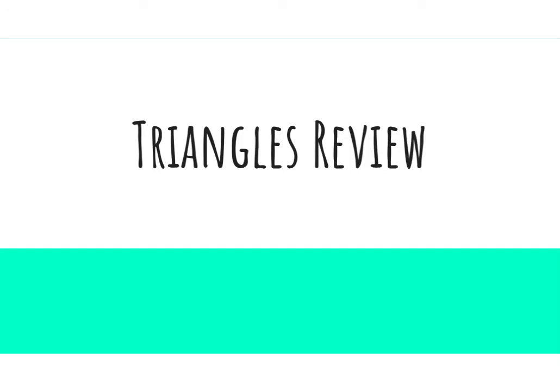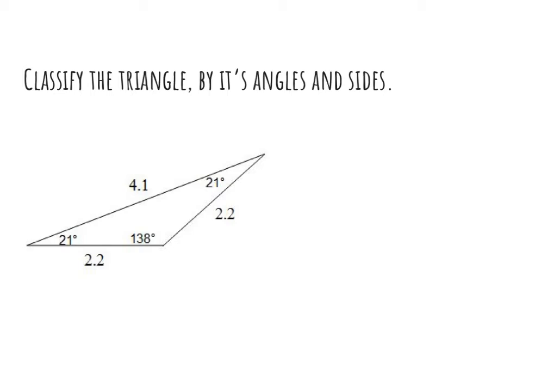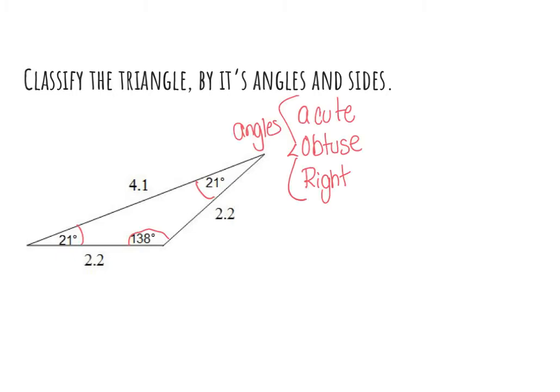Triangles review. This video will serve as a review from everything that we have learned about triangles so far. Our first problem is classifying triangles by its angles or sides. There are 3 different classifications when we're talking about angles. A triangle can either be classified as acute, obtuse, or right.